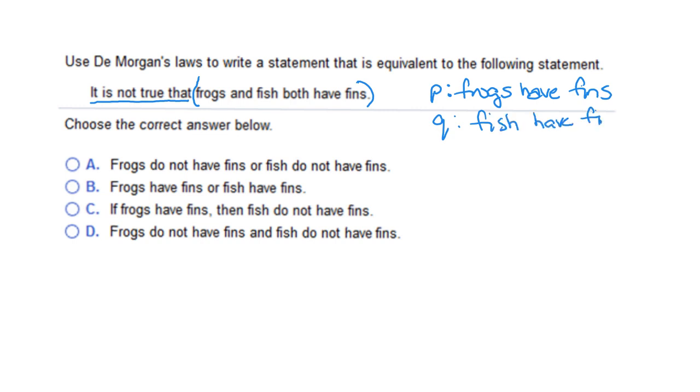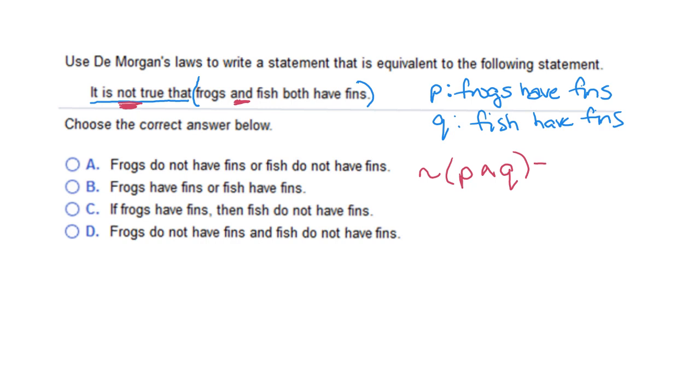I'm going to take the statement and translate it into a symbolic form. So it is not true that, there's that not. So that is a negation right there. So this becomes the negation, parentheses, and we have an and between frogs and fish. So this is P and Q.